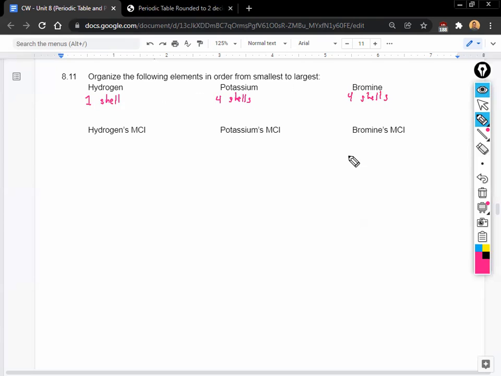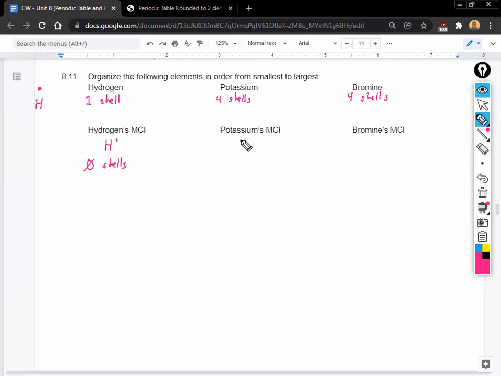Now we have to look at the MCIs though. What's hydrogen's MCI? What's the charge on it? +1. Regular hydrogen has 1 shell, and so hydrogen looks like this, with 1 electron. So if I lose the electron, how many shells does H+ have? 0, exactly. It has no shells because it only has 1 electron. If I lose that electron, it has no electrons, and if there are no electrons, there are no shells.